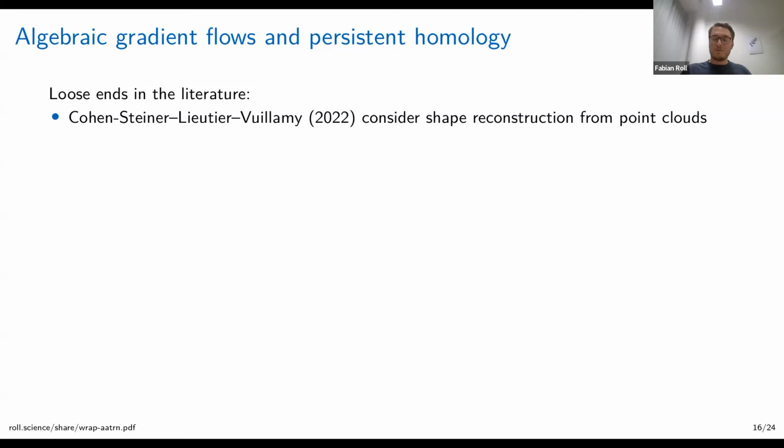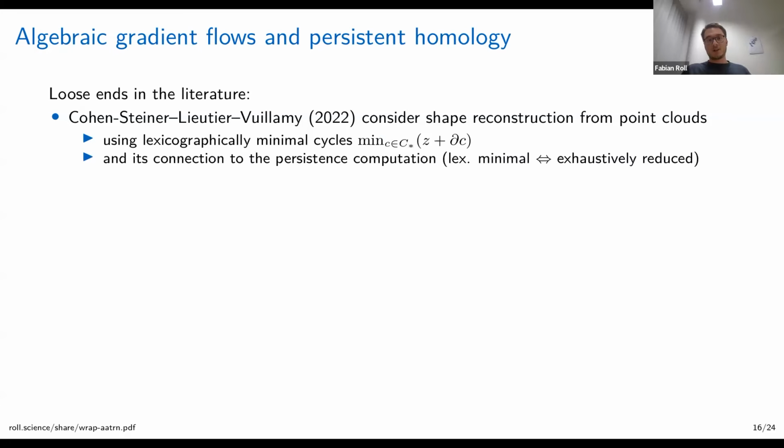We were not the first ones making observations in this direction, and the reference I want to mention here is the work by Cohen-Steiner and co-authors, who considered, in a paper from two years ago, shape reconstruction from point clouds, where they use lexicographically minimal cycles, which are cycles that are in some sense minimal inside their homology class. And they also studied the connection to the persistence computation in the sense that they argued that the lexicographically minimal cycles are exactly those that are exhaustively reduced.